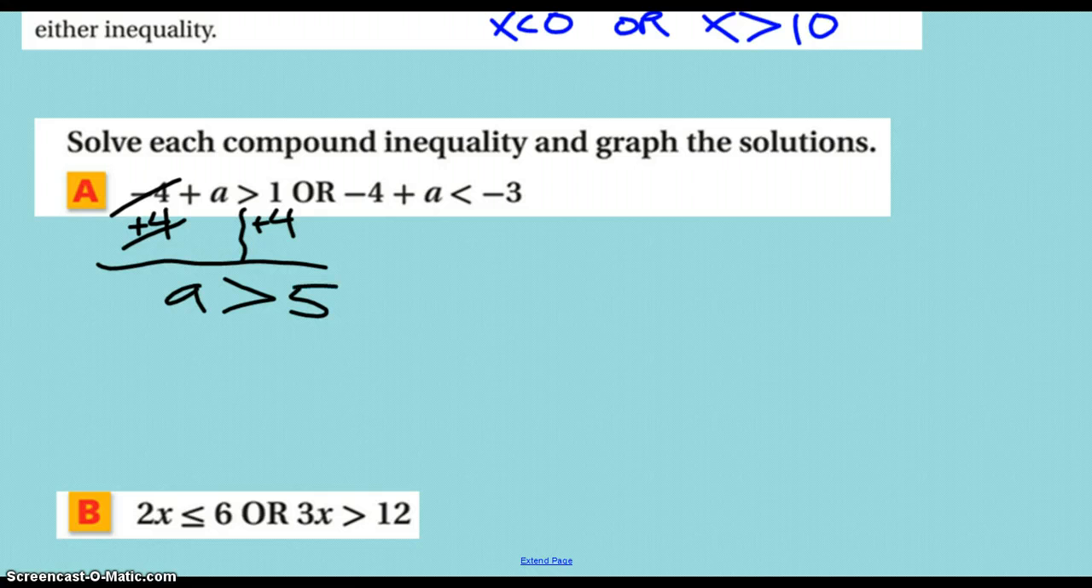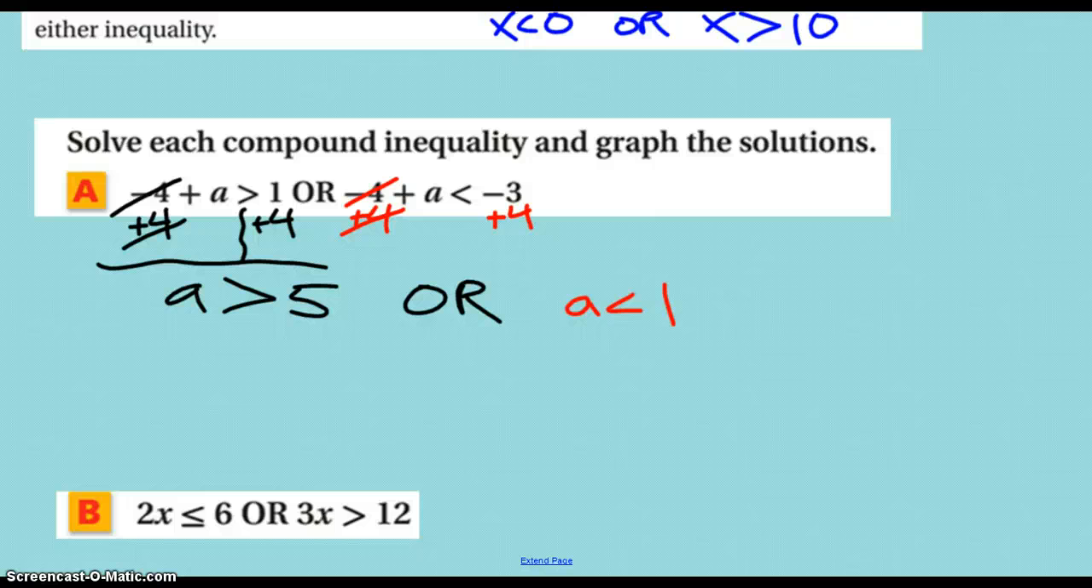Alright, so we're going to keep that there. We've got an OR statement going on, and then we also have this equation on the right. I'm going to add 4 to both sides, and we have a is greater than, or sorry, less than 1. So our overall statement would look like that. A is greater than 5 or a is less than 1.